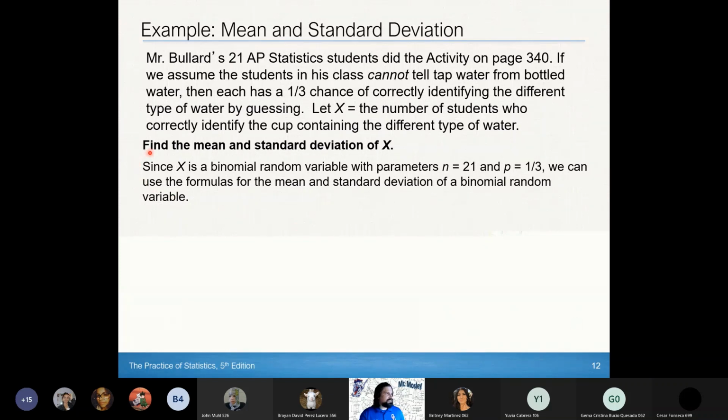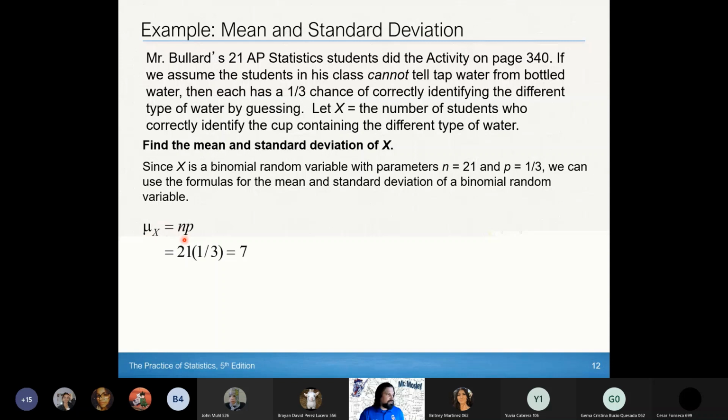Right, and we're going to find the mean and standard deviation of X. Since X is a binomial random variable with parameters N equals 21 and P equals 1/3, we can use the formulas for the mean and standard deviation of a binomial random variable. And again, when doing a problem like this, you may be asked to first explain why this is a binomial random variable, in which case you'd have to check BINS. Make sure it's binary, it's independent, there's a fixed number of trials, and there's a consistent probability of success. Okay. This fits all those things, so we're good to go.